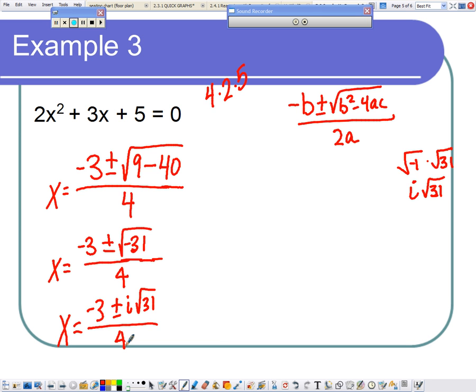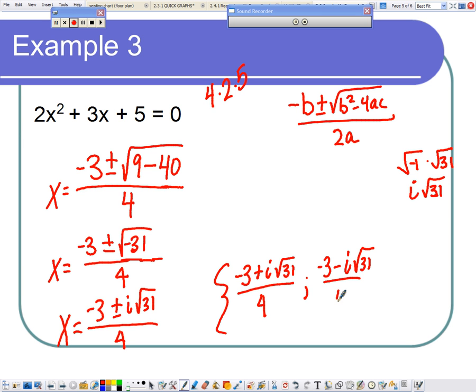Okay? And again, you might see it written on a test or a quiz or even on some of your quick checks as negative 3 plus i square root of 31 all over 4, or negative 3 minus i square root of 31 all over 4. Because remember, we will have two answers on these. Okay? All right.